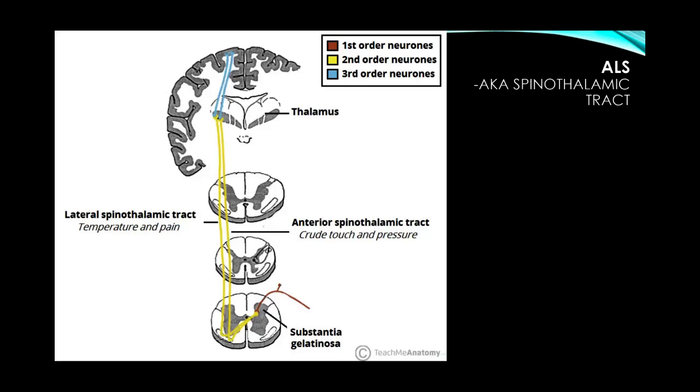Okay, next, the anterolateral system. We'll also see this called spinothalamic tract. And two biggies, pain and temperature. Just memorize it now. Pain and temperature, pain and temperature, pain and temperature. These are transmitted by, what's the sign for delta? I don't know. A delta and C fibers.